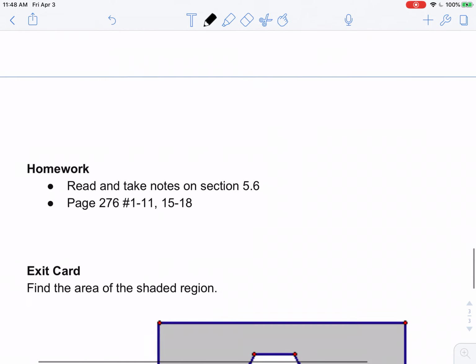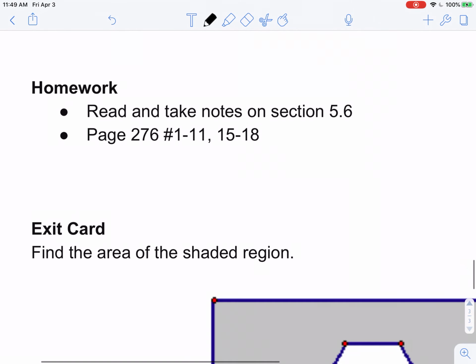All right, so now your job is to take a look at section 5-6. You're going to try out problems 1 through 11 and 15 through 18.